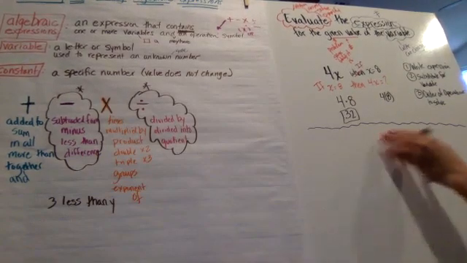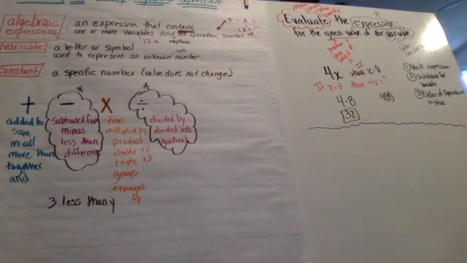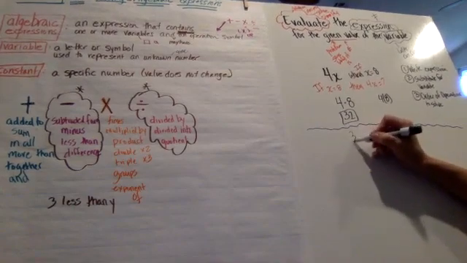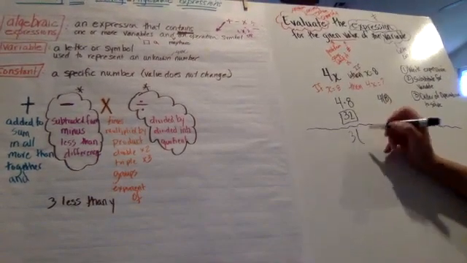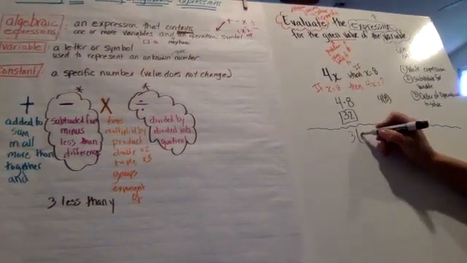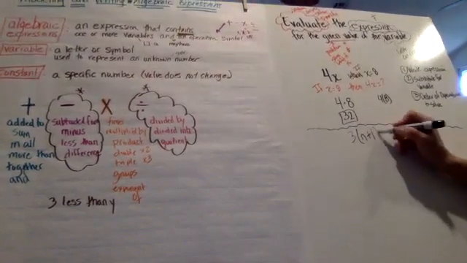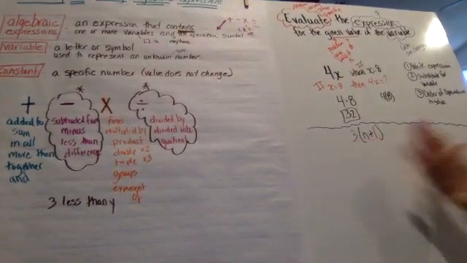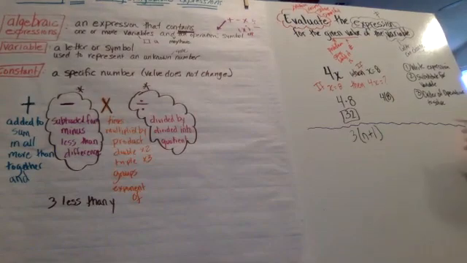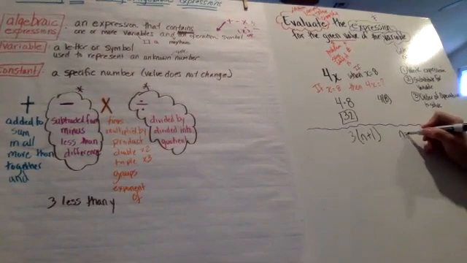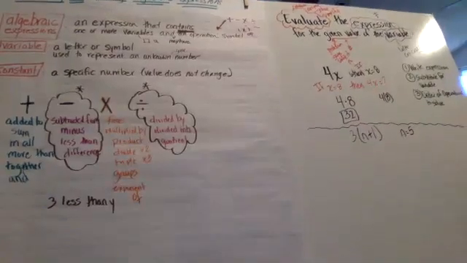So that's one of the problems. We could go a little bit more and we could have something like 3 times the quantity of n plus 1, and we really would say it this way, 3 times the quantity of n plus 1, and we want to evaluate that for n equals 5.